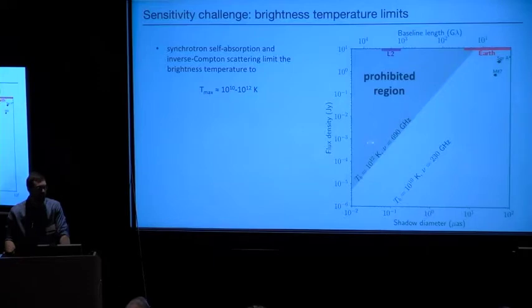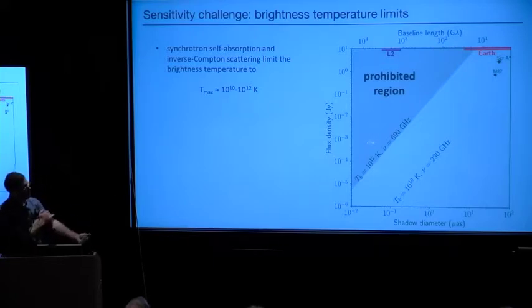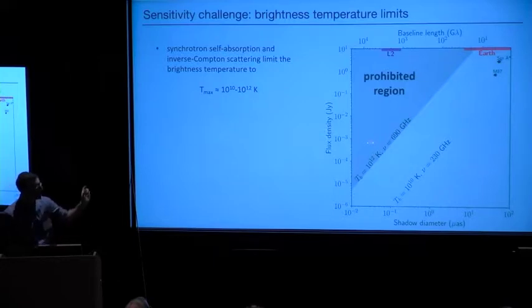We don't think it can exceed 10 to the 12 Kelvin. In many cases, it might not even be able to exceed 10 to the 10 Kelvin. And so in this plot here, those limits are shown as diagonal lines. So this is a plot of the flux density expected for a source versus the shadow diameter you would expect it to have. And L2 is the range of baselines corresponding to the L2 Earth baselines, there in the top in a purple box.